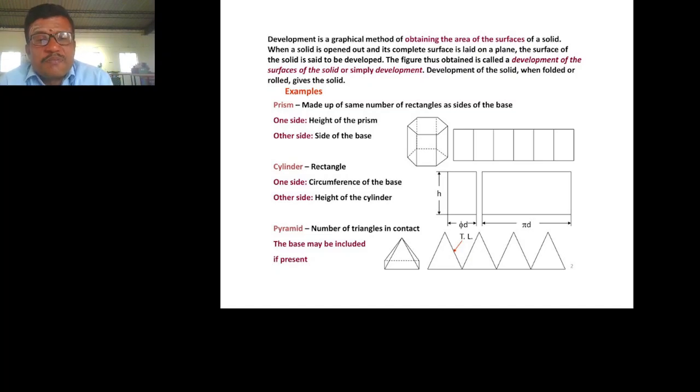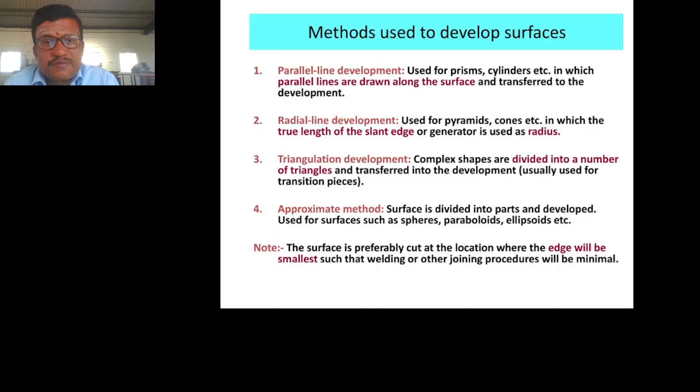A cylinder is made up of one rectangle in the middle, and the top and bottom will be circles. A pyramid, for example a pentagonal pyramid, is made up of 5 triangles, and a hexagonal pyramid is made up of 6 triangles, with a hexagon at the base.